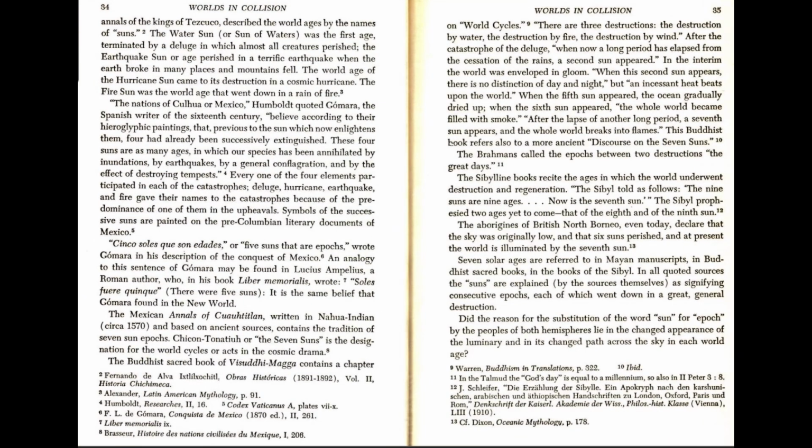And that's where Velikovsky starts to get his ideas that something might have changed with how the planets orbit or circulate or whatever it is. So did that substitution for the word sun and epoch mean that both hemispheres have changed in appearance of their luminary or changed the path across the sky?